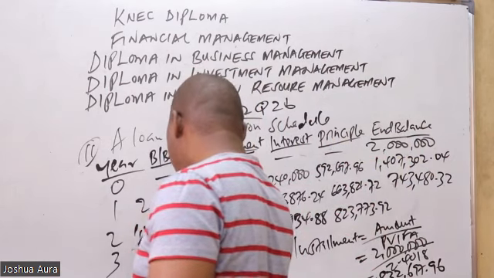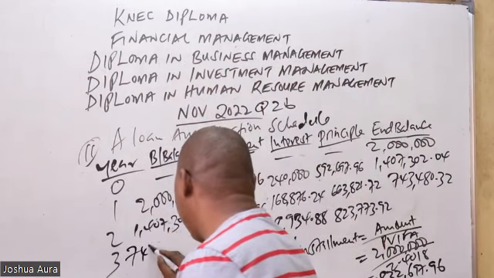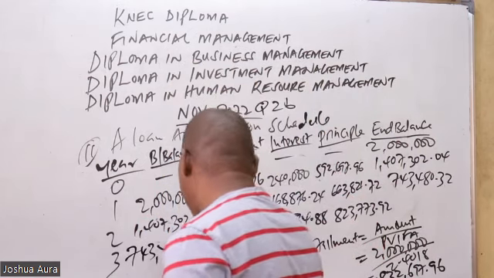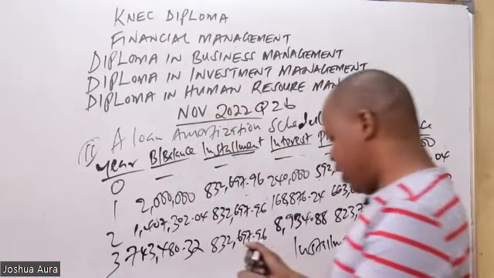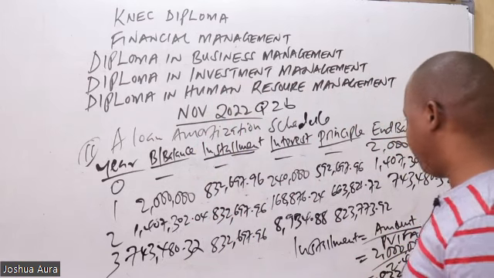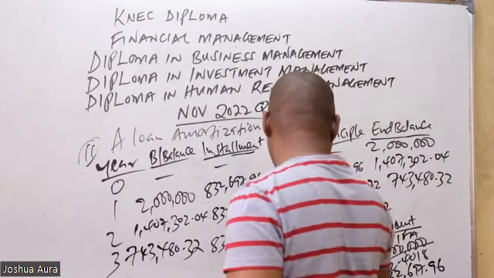Our beginning balance for year 3 is 743,480.32. And what will be our interest for year 3? Interest for year 3.